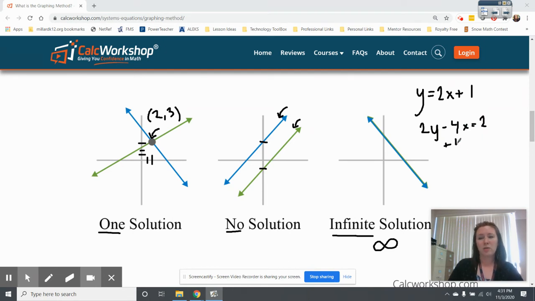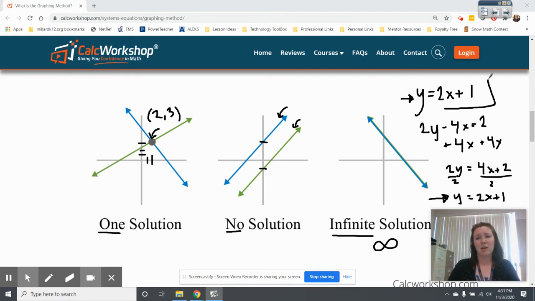Well, we know then we have to solve this equation. I'm going to add 4x to both sides. So now I have 2y equals 4x plus 2, and now I have to divide by 2 on both sides. So now I have y equals 2x plus 1. And boom, it ends up that the second equation is the same as the first. That would be infinitely many solutions.